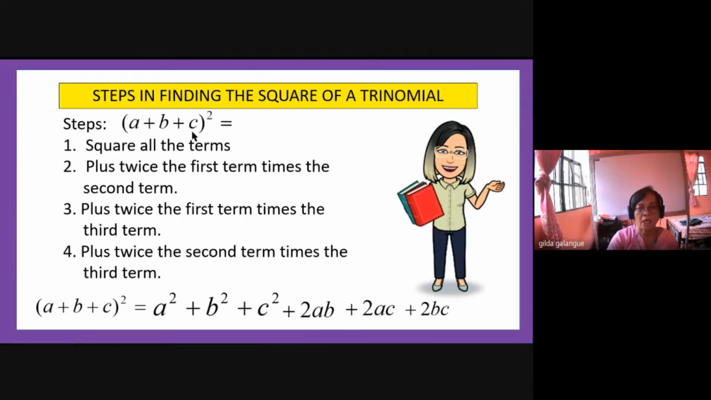Again, in squaring a trinomial, a plus b plus c quantity squared, the first step is to square all the terms, plus twice the first term times the second term, plus twice the first term times the third term, plus twice the second term times the third term.